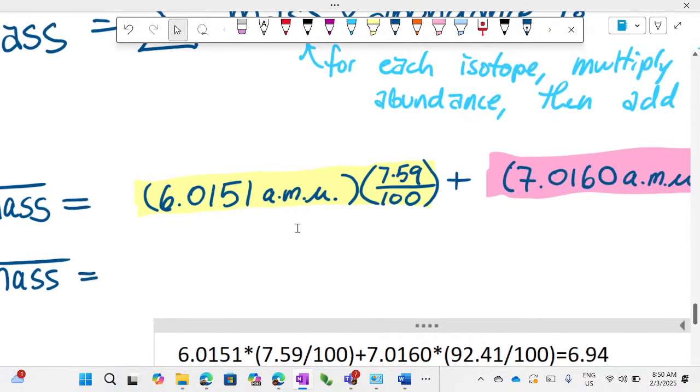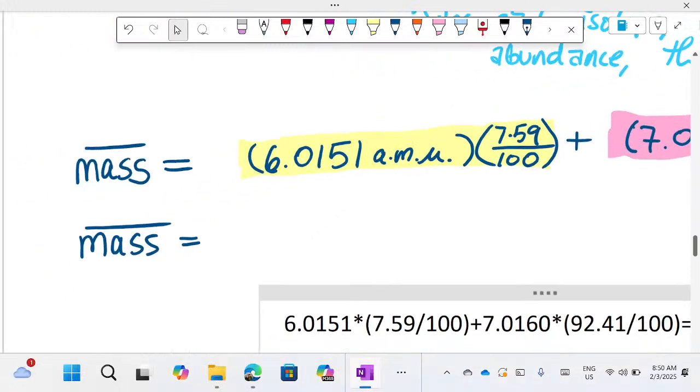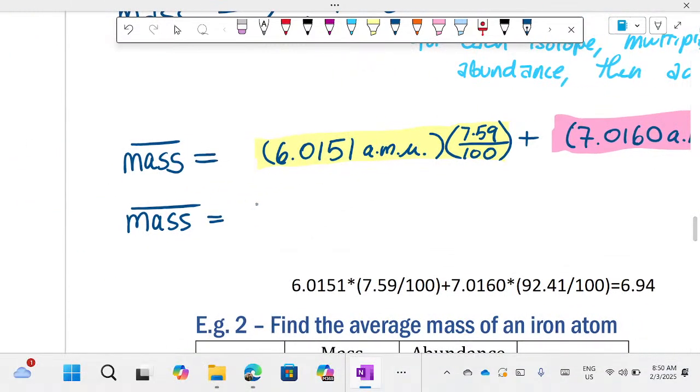6.9400. And the reason we didn't get exactly what the periodic table says is because there's a couple other isotopes that aren't stable, and we didn't bother putting them in here. Does that make sense? But that's okay. There we go. So we get 6.9400 atomic mass units, which almost perfectly agrees with the periodic table.